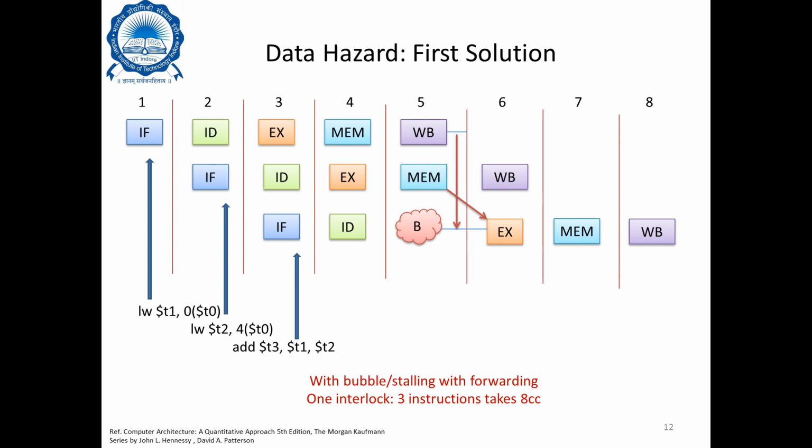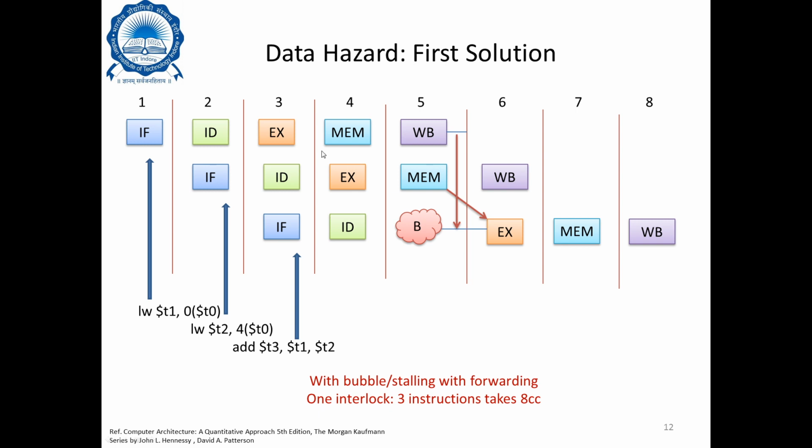Now let us see how to overcome or circumvent this data hazard problem. One of the first solutions that you could have is to do something known as forwarding. We will have the same for the first instruction, second instruction, but in the second instruction we can forward the information.